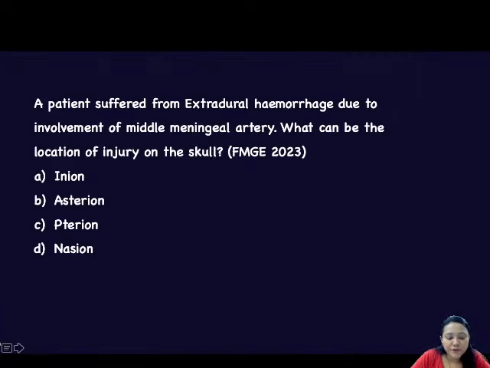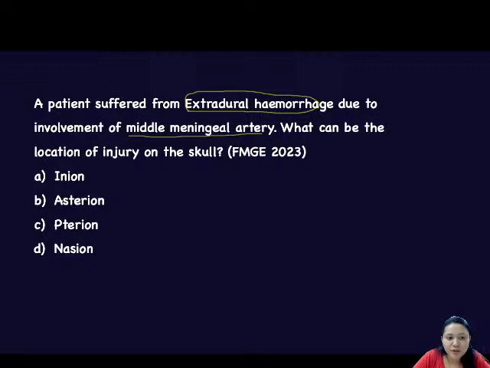Next, another question. You got 3 questions repeatedly. In many sessions, they have given similar questions simultaneously. So another question for you is of the same type: a patient suffered from an extradural hemorrhage due to the involvement of the middle meningeal artery. You know that this artery is present below the pterion.